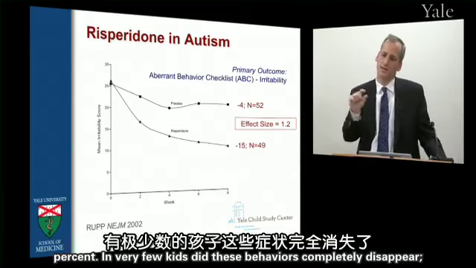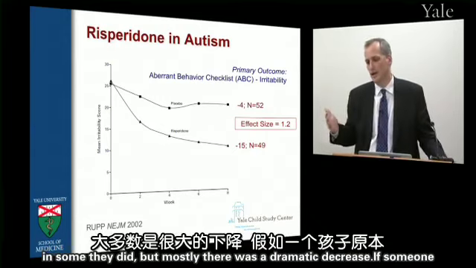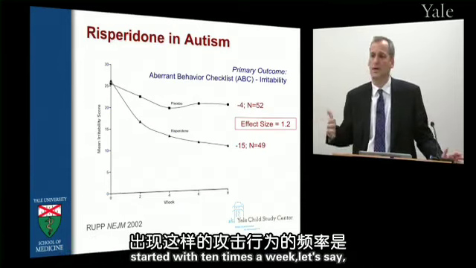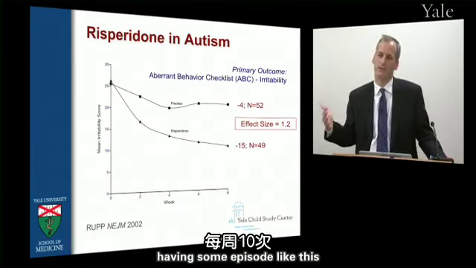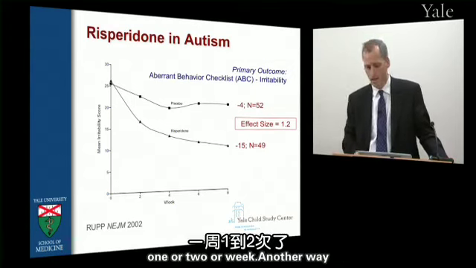In very few kids did these behaviors completely disappear. In some they did, but mostly there was a dramatic decrease. So if someone started with 10 times a week, let's say, having some episode like this, maybe by the end of the trial we're talking about 1 or 2 a week.